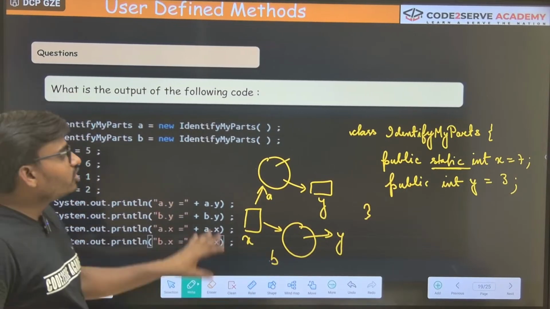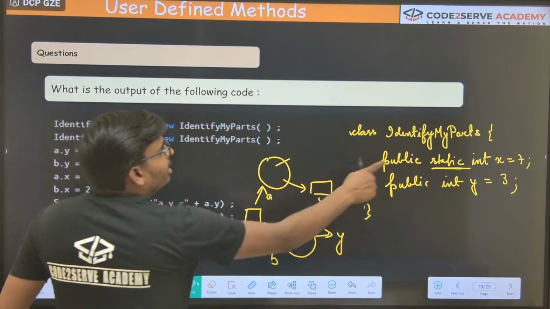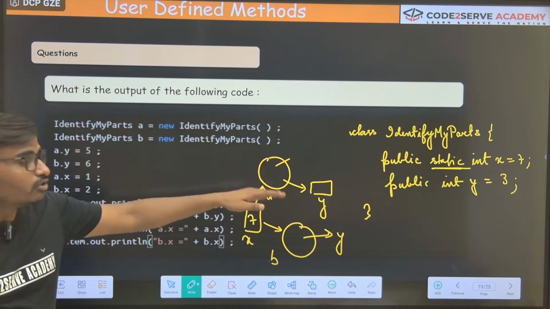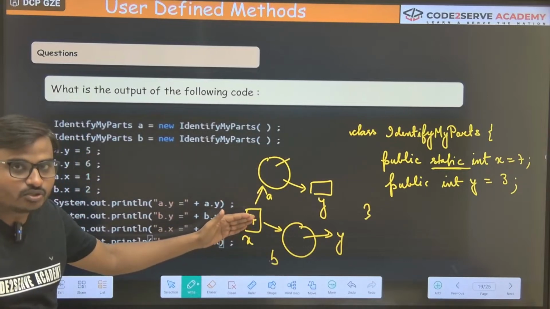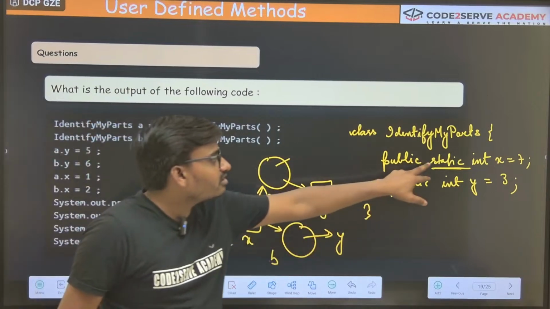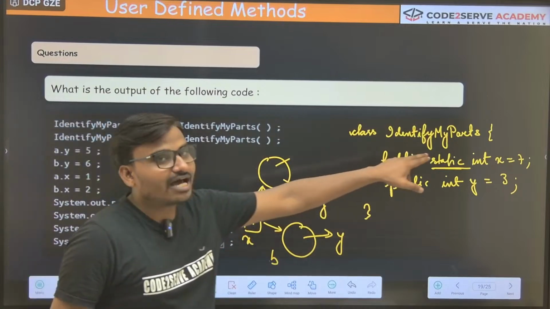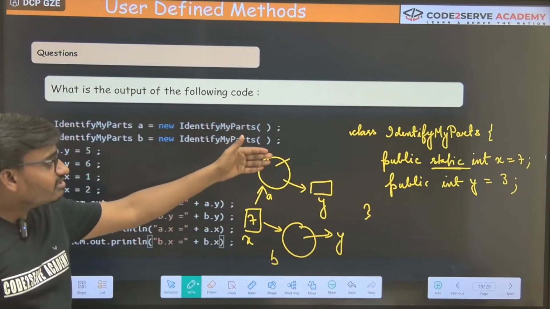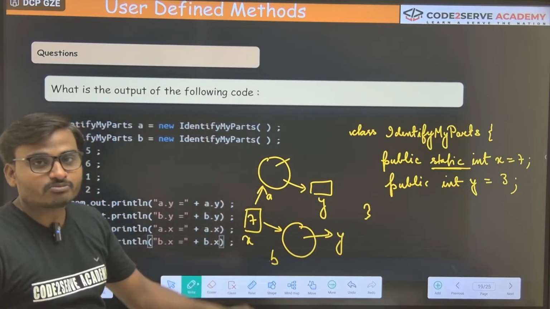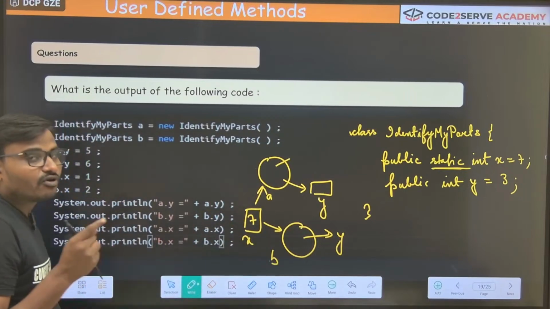Initially when you create these objects, X is 7, and X is shared by both of them. So if anyone changes this value, it will reflect in the other object also, because this is a static variable. Whenever you change the value in one object, the change gets reflected in the other object also. There is only one memory allocation for a static variable.